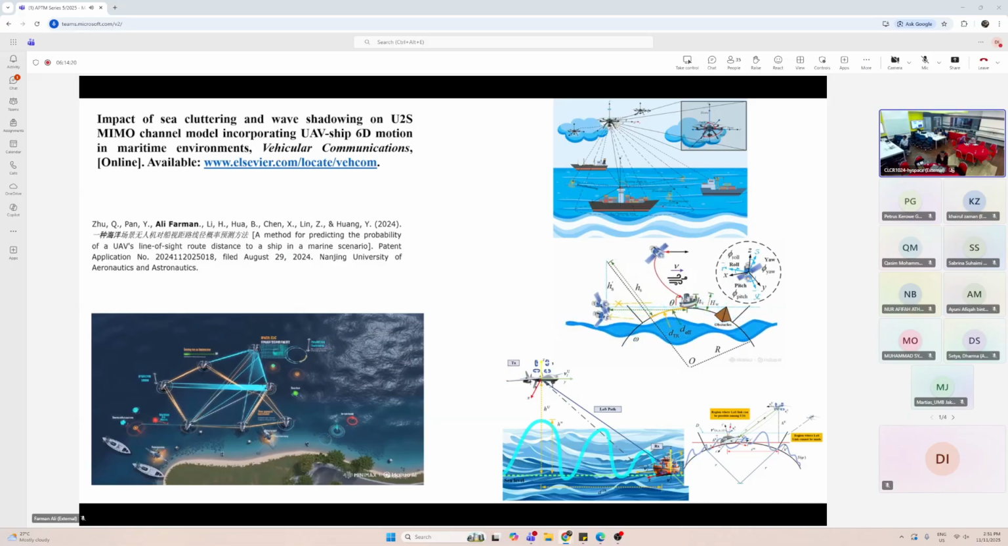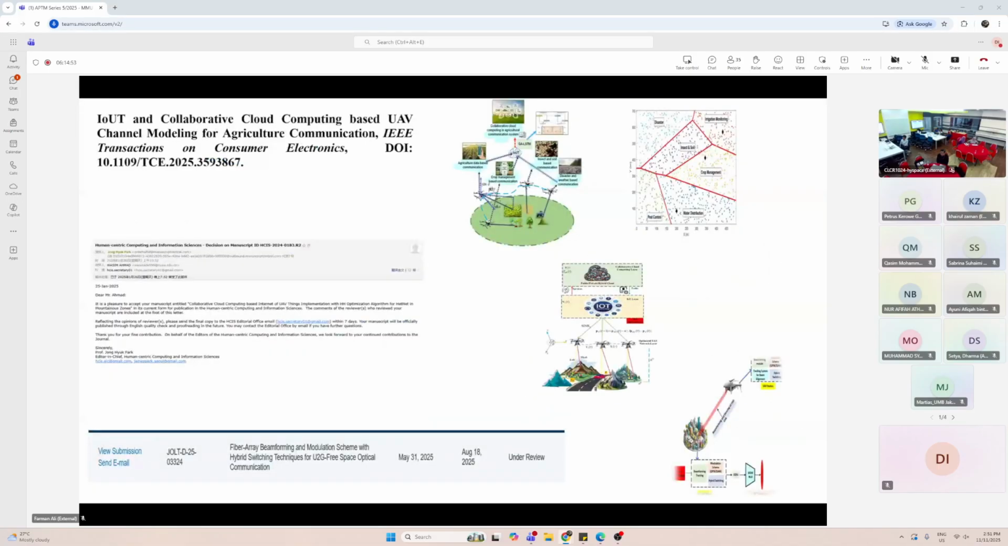We have also considered the arc curvature while communicating the UAV with the ship environment. From this channel modeling, we have also recently secured a channel patent, which was published in 2024, for the communication of UAV with the ship. Taking these factors one by one.